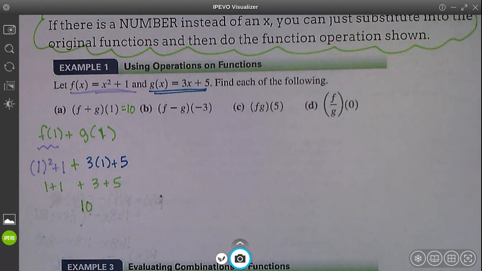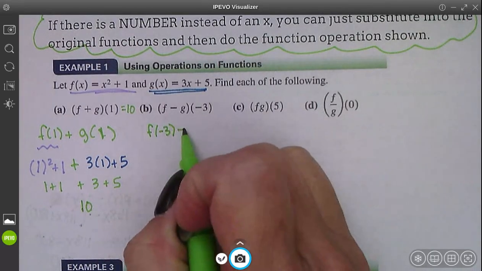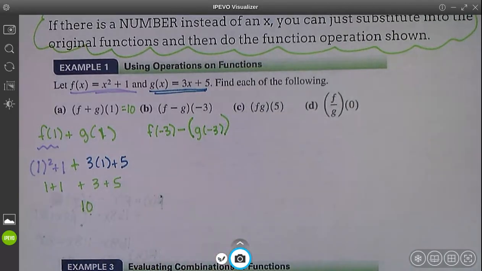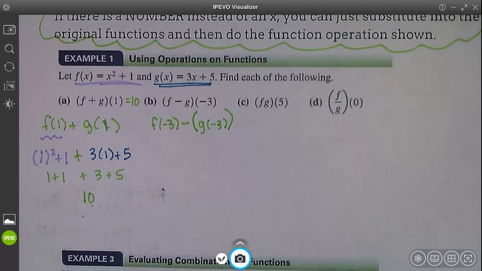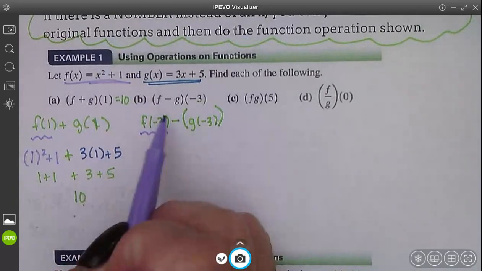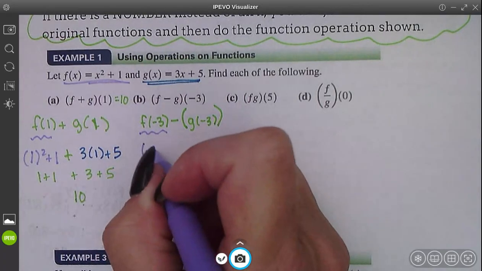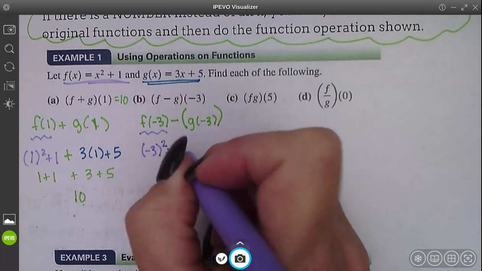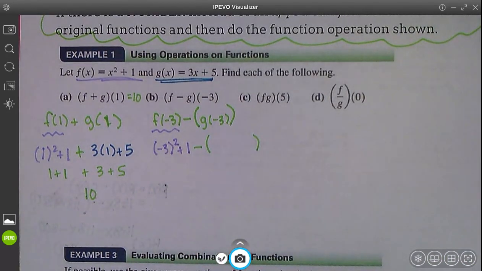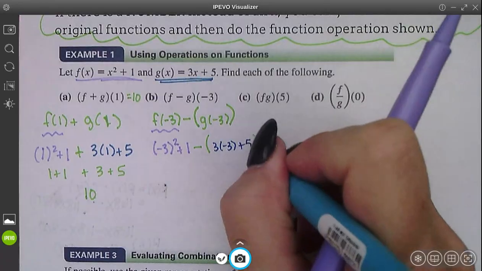f minus g of 3. That means to take of negative 3. f of negative 3 and subtract, remember that second one needs to go in parentheses, subtract g of negative 3. So we're going to find f of negative 3 by replacing that x with a negative 3. I need to put that negative 3 in parentheses so that I remember to square it correctly. So negative 3 squared plus 1, subtract g of negative 3. So replace that x with negative 3. 3 times negative 3 plus 5.